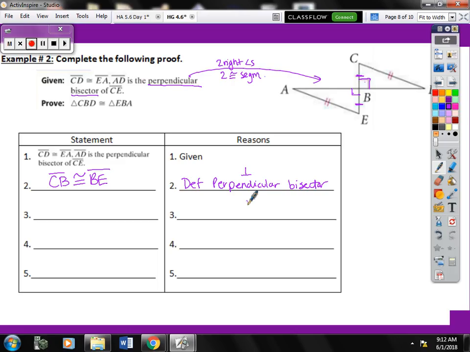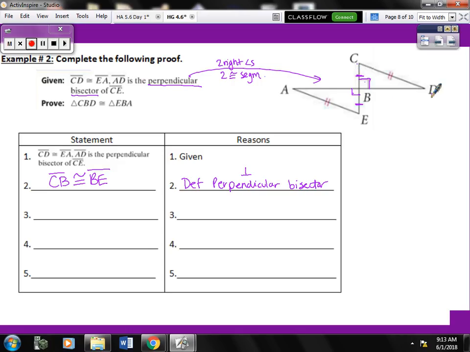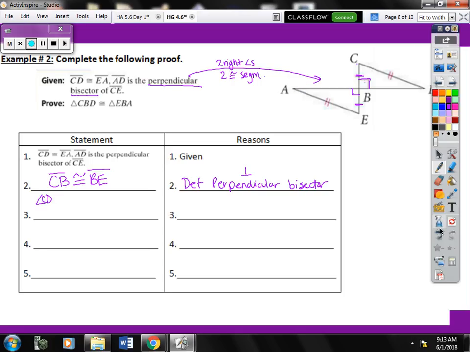All right, now we said it also forms right angles. So remember, we have to actually state that they are right angles first. Okay, so we'll say angle CBD and angle ABE are right angles. That would be the same reason as above. That's also the definition of a perpendicular bisector.